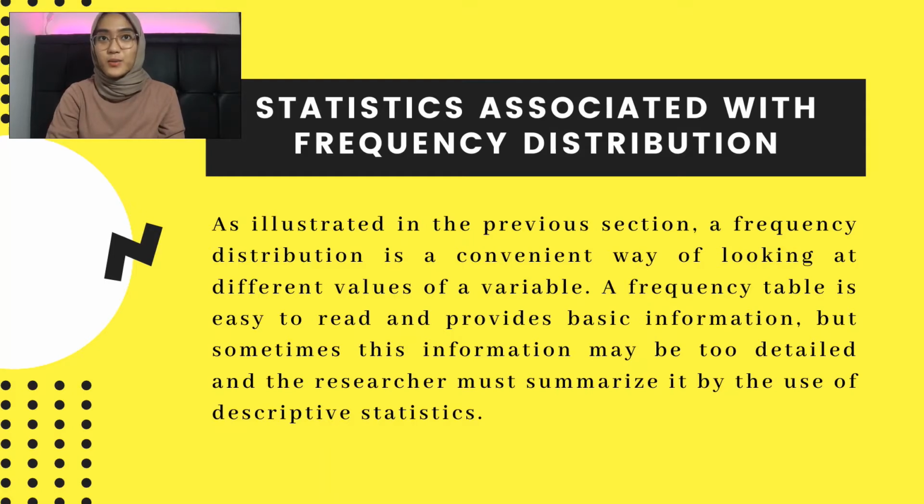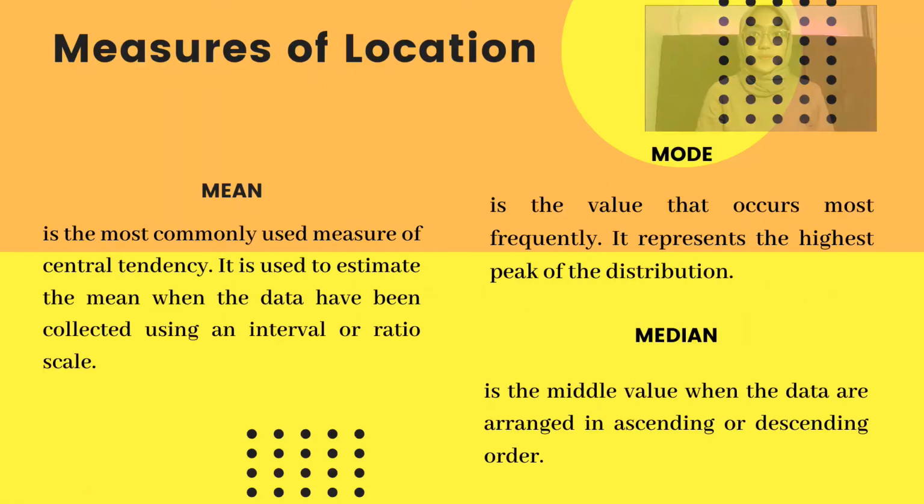Statistics associated with frequency distribution. As illustrated in the previous section, a frequency distribution is a convenient way of looking at different values of a variable. A frequency table is easy to read and provides basic information, but sometimes this information may be too detailed, and the researcher must summarize it by the use of descriptive statistics.